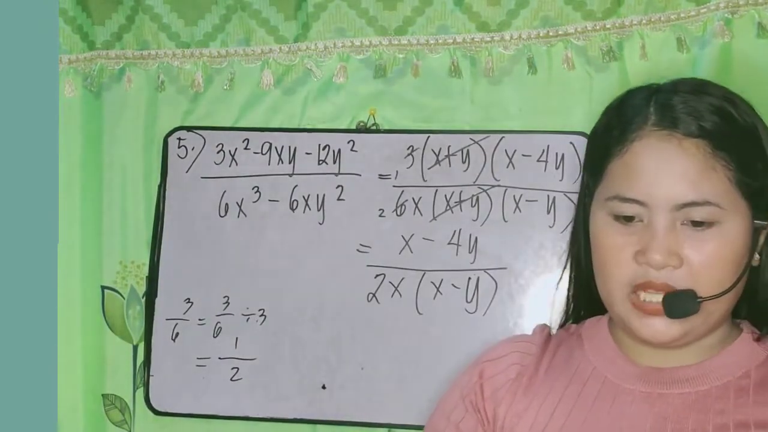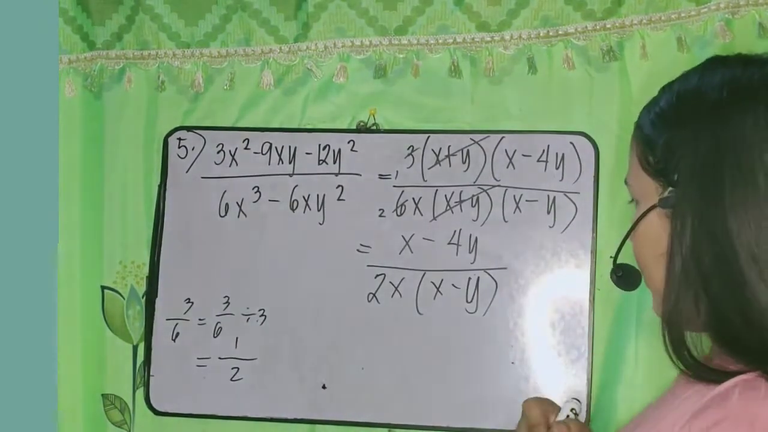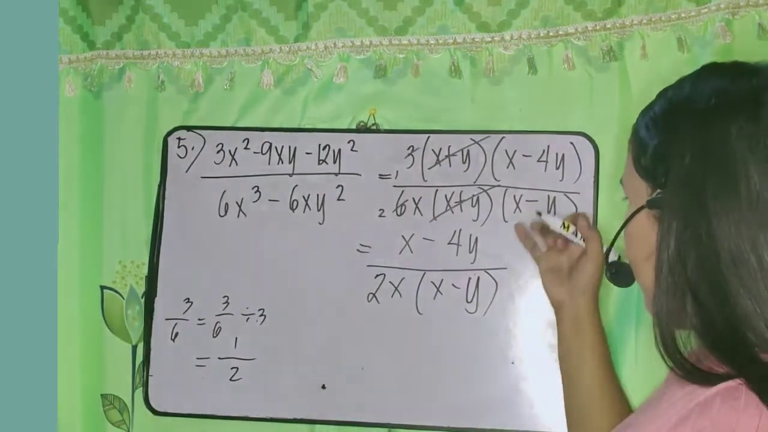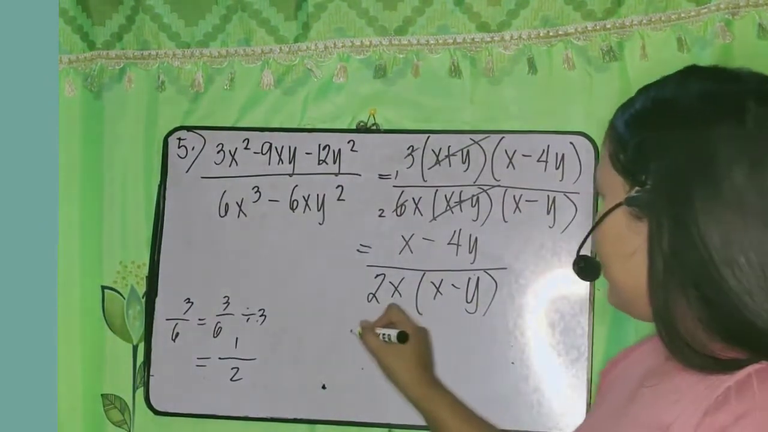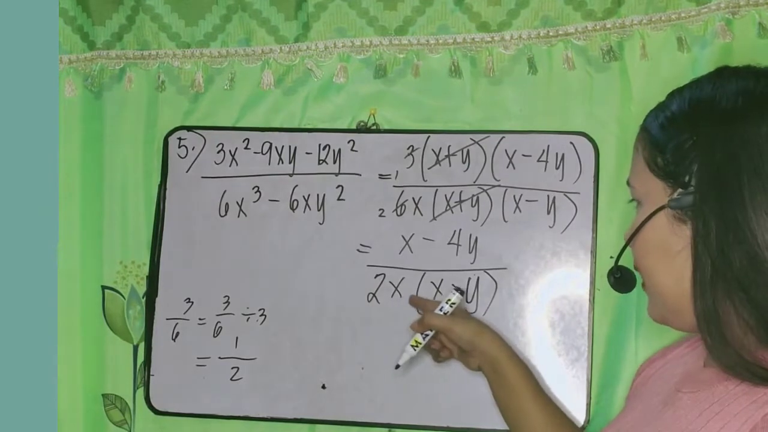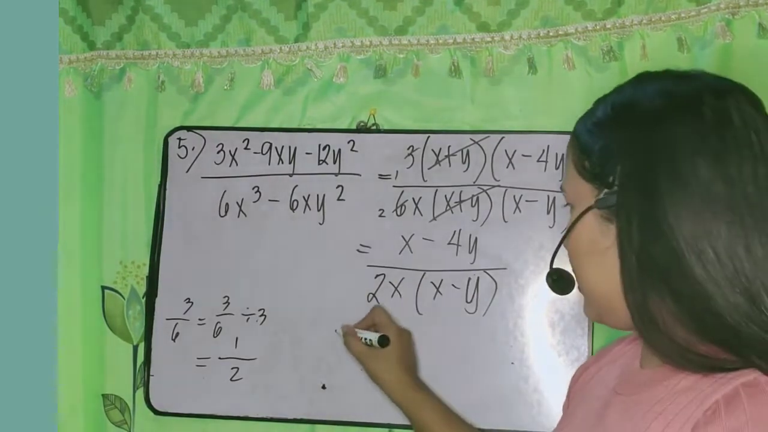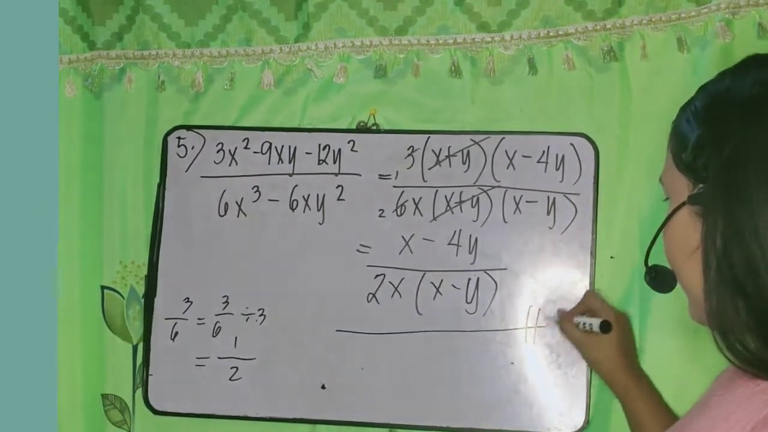So, now, can it still be simplified? So, no more. Okay na po yan, kasi galing po ito dito sa na-simplify natin. Okay? Kasi kapag nag-simplify pa tayo, magiging squared pa siya. So, ayan na po yung answer niya. Now, ito na po yung final answer natin.